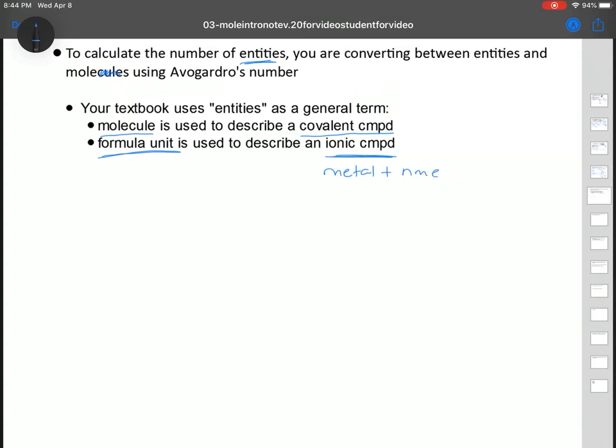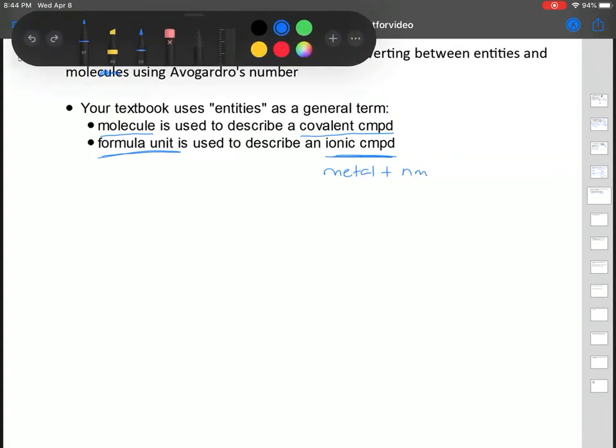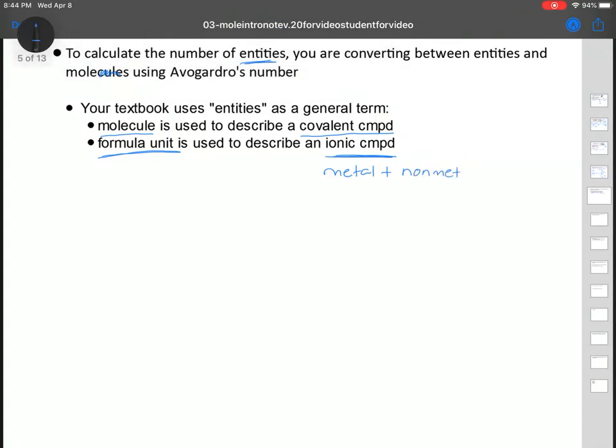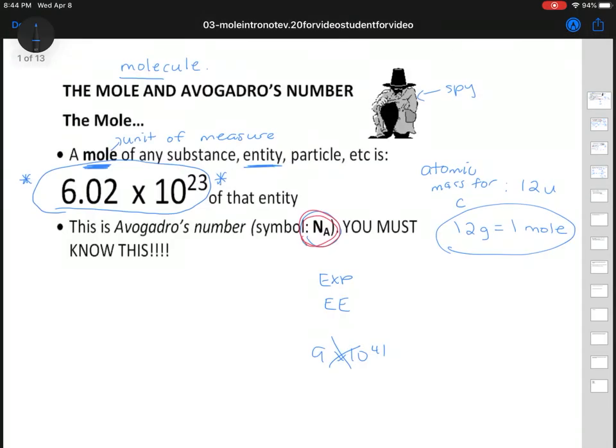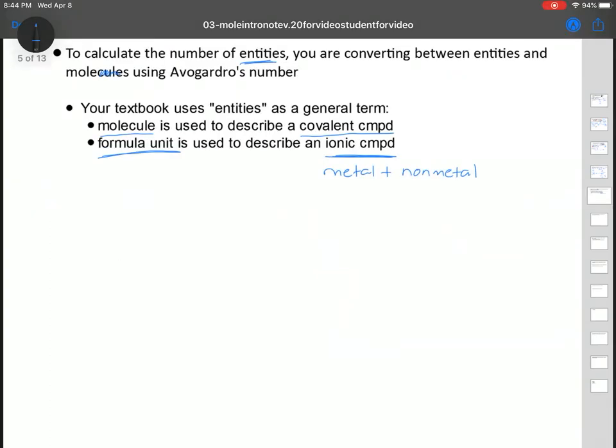But to be honest, if you Google mole to atom worksheets, you would find a million online. So if you're into that, then you might find that they just use the word molecules for everything, that's not necessarily what they should do. However, that is what they do. So again, back to the definition from here, in 1 mole of a substance, you have 6.02 times 10 to the power of 23 entities.